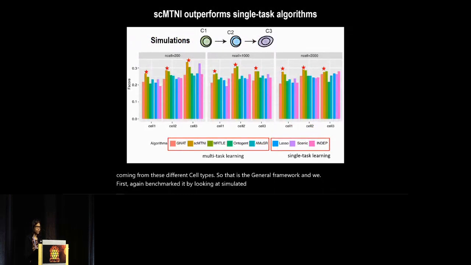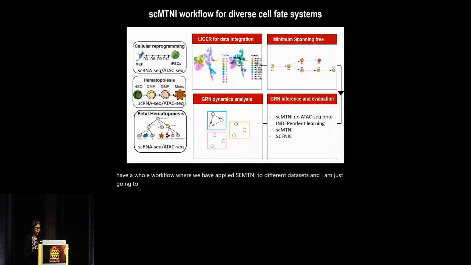Here we generated graphs from a simulation where we knew the underlying ground truth, and we compared it to methods that incorporate multitask learning and methods that don't. And we find that generally methods that use multitask learning are beneficial compared to methods that don't. And we have a whole workflow where we have applied SEMTNI to different data sets, and I'm just going to give you a quick vignette of one of them.